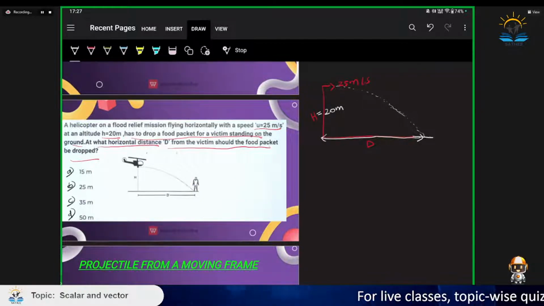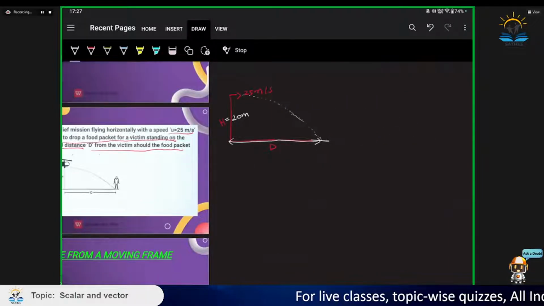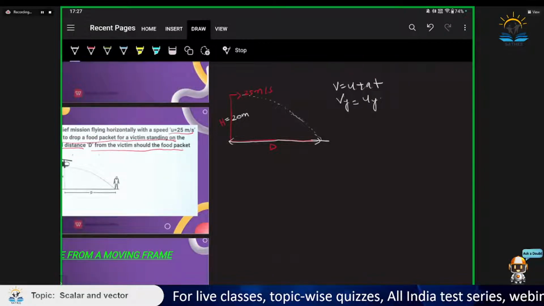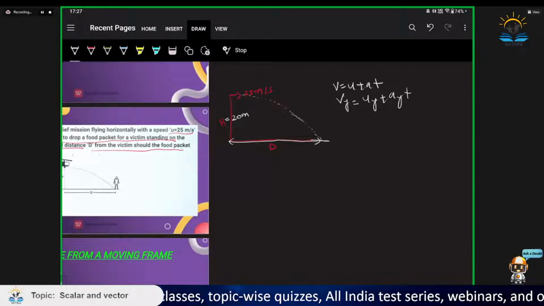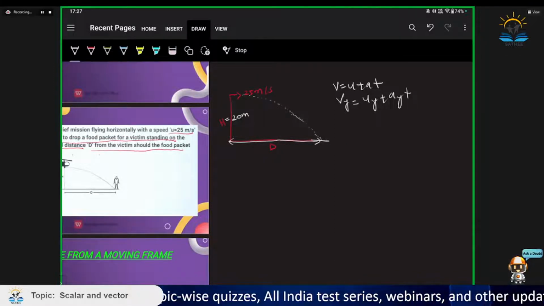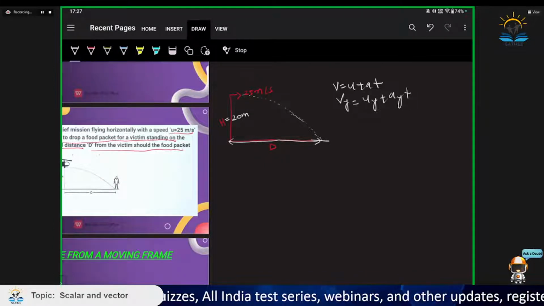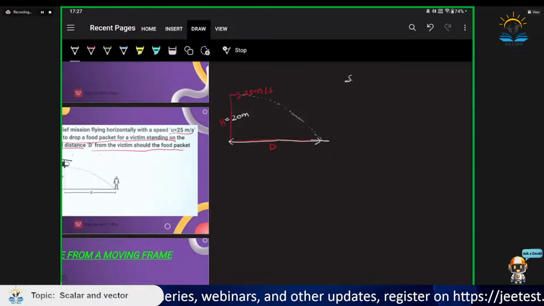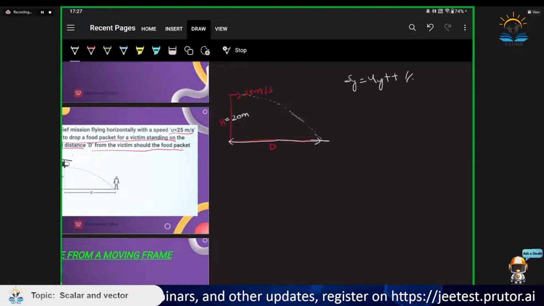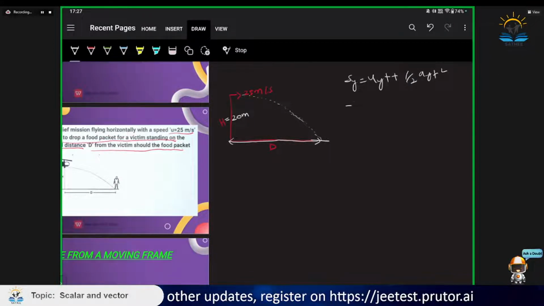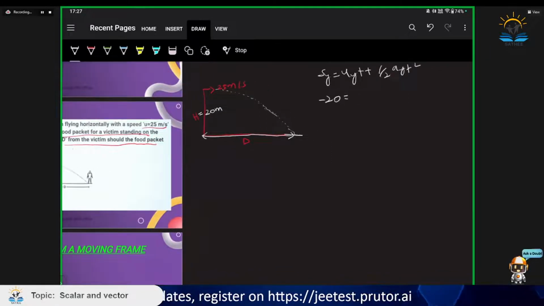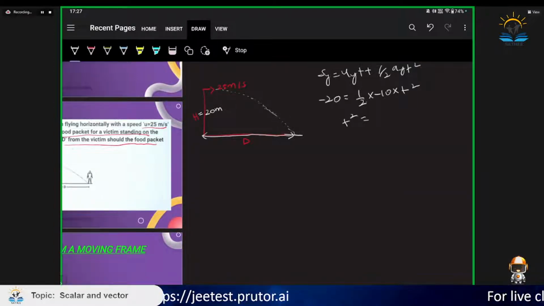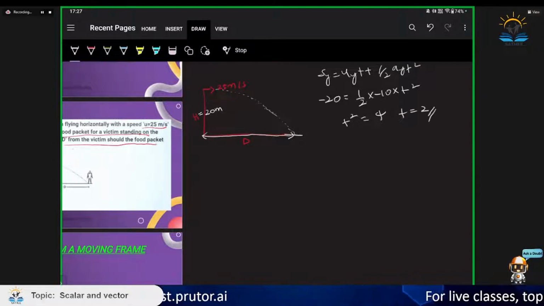20 meter. So we can find out time period. How? V equal to U plus AT, Vy equal to Uy plus Ay t. No, we can use S is equal to ut plus half at square. So Sy is Uy t plus half Ay t square. Sy is minus 20. Uy will be 0, so the Uy t component will be 0. Half into minus 10 into t square. So t square will be 4. So t will be 2 seconds.